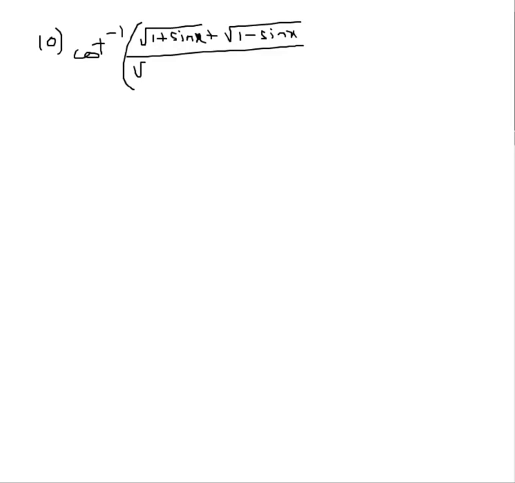Question 10. Prove that cot inverse of root of 1 plus sin x plus root of 1 minus sin x divided by root of 1 plus sin x minus root of 1 minus sin x equal to x by 2. X belongs to open interval 0 to pi by 4.